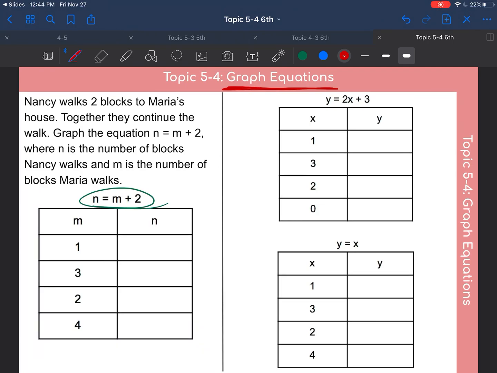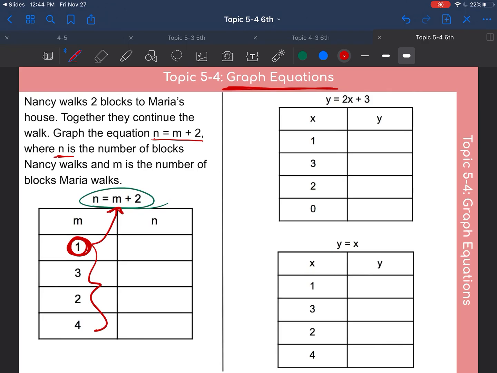It says Nancy walks 2 blocks to Maria's house. Together they continue the walk. Graph the equation n equals m plus 2, where n is the number of blocks Nancy walks and m is the number of blocks Maria walks. So again, we're given all of the blocks Maria walks right here. And just like we were doing yesterday, we could take these values for m and plug them in. So whatever m is, Nancy walks 2 more.